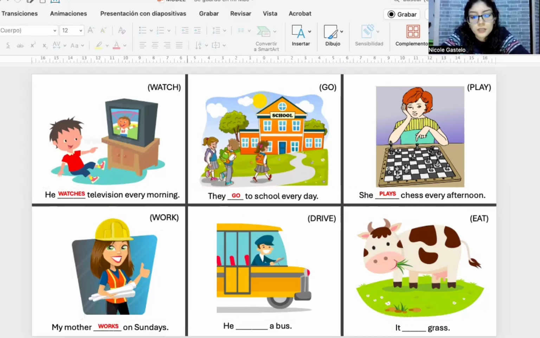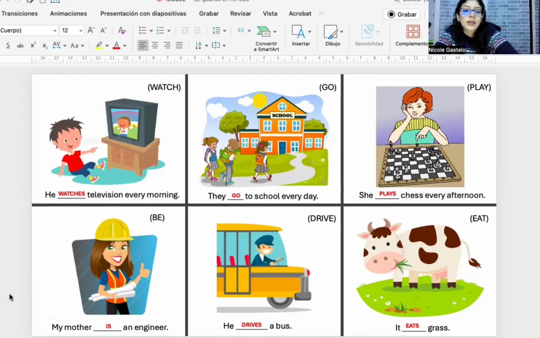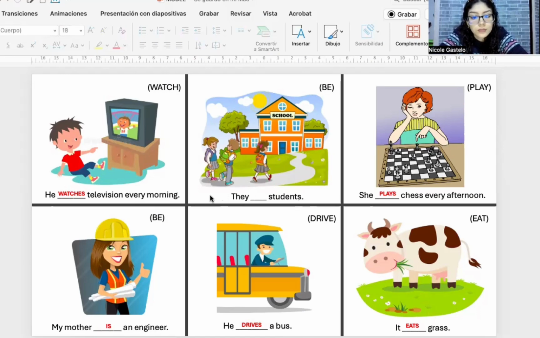He a bus. He drives a bus. It eat grass. It eats grass. Good. But what if I change the word be and then I say my mother an engineer? Excellent. My mother is an engineer. And what will happen here? They, students. Yes, they are students. Very good.